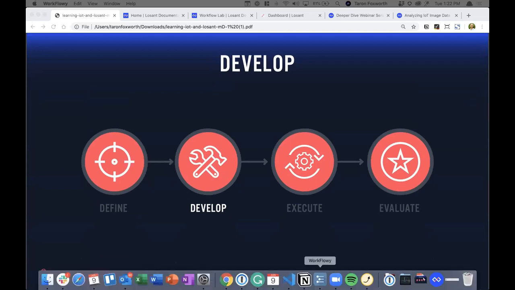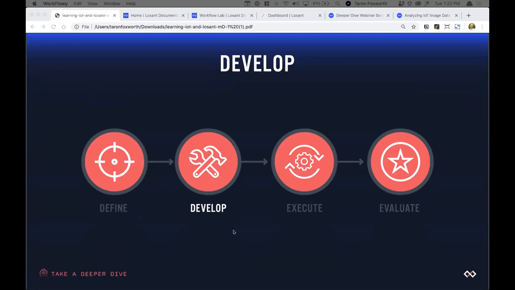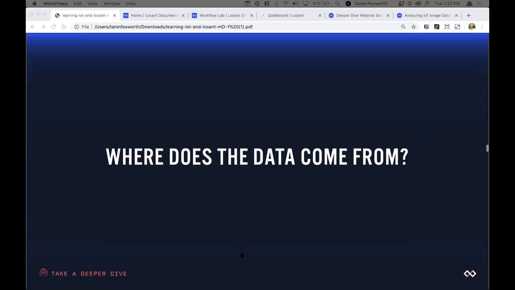Now, let's talk about developing. Whenever I begin these conversations with customers, I love this question. And this is one of the best questions to ask yourself when you're thinking about any IoT use case. Even from the start, where does the data come from?